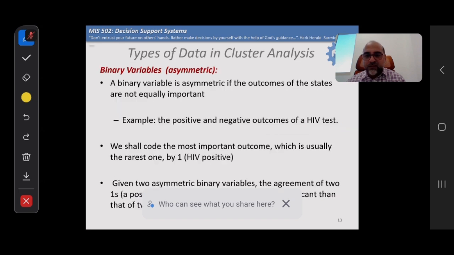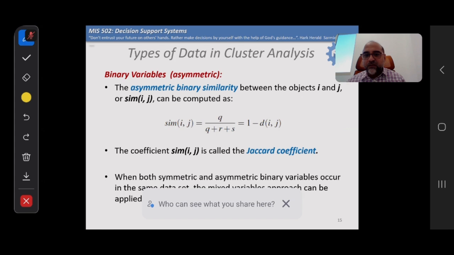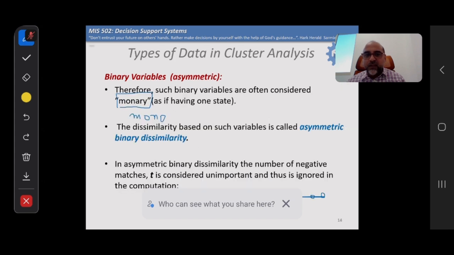So this is like a medical test. When the test comes negative, you don't worry. You are only worried when the test comes positive. So what is important to you is one, not zero. If you face such a situation, then you ignore the T. That's the only thing. In this formula, you have only ignored the T. You don't use it in the total. And this is called asymmetric binary.